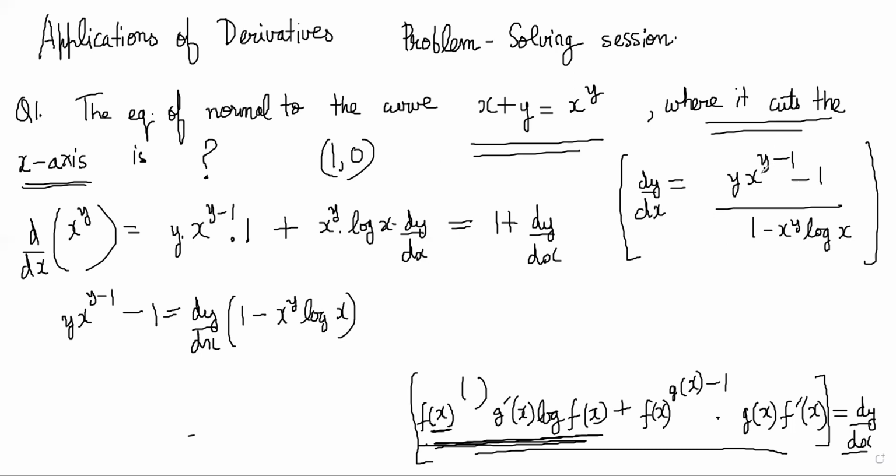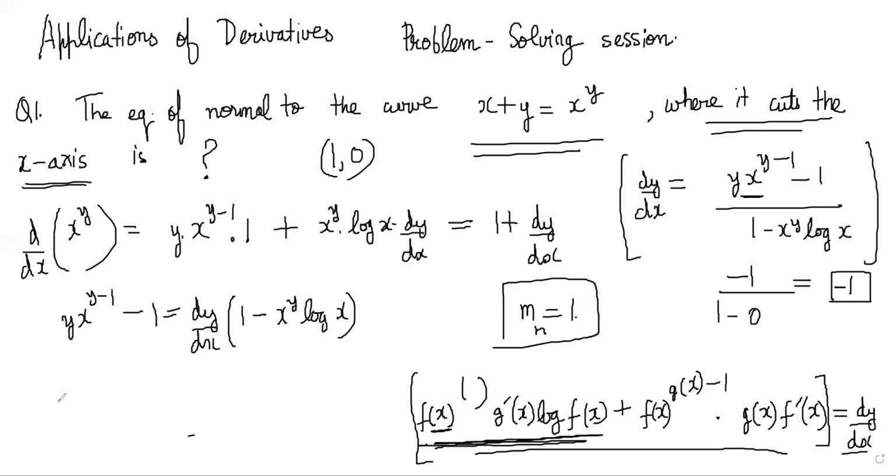So you can put 1 comma 0 here. When you put 0 here, this will become 0. This is minus 1. Minus 1 by 1 minus x power y at 1 comma 0 is 1, and log 1 is 0. So the slope of the tangent is minus 1, so the slope of the normal will be 1. The equation of the normal will become y minus 0 is equal to 1 into x minus 1. Equation of the normal is y is equal to x minus 1.